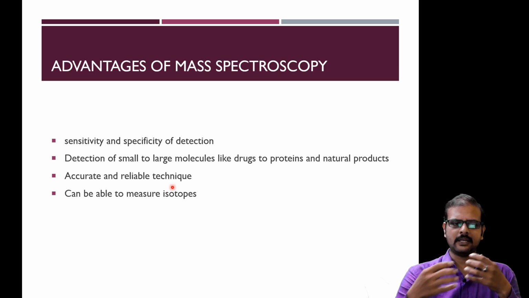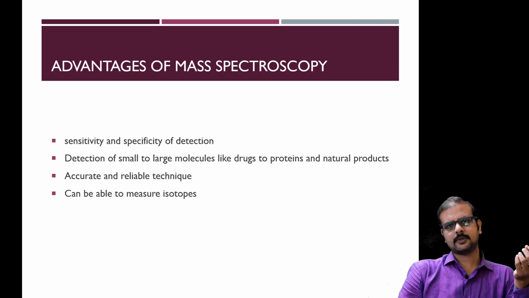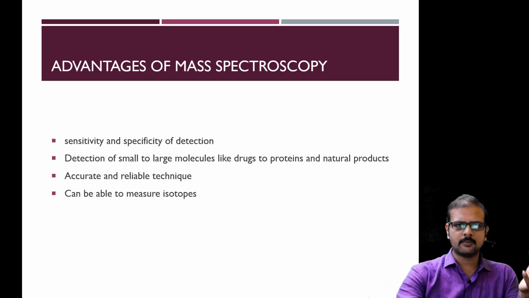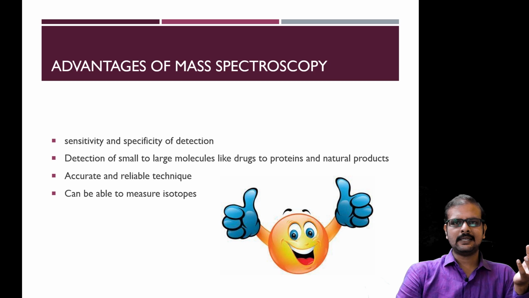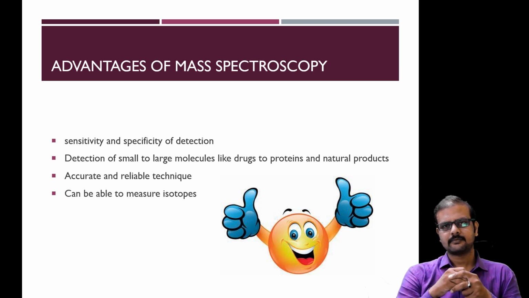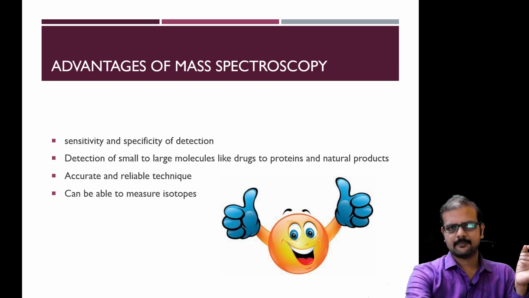So this technique is very sensitive and specific in the detection of molecules. It is also very useful for detecting small molecules to large molecules. Small molecules like methane we can detect, and also large molecules like drugs, proteins, natural products, everything we can detect in mass spectroscopy. This is also a very good method for measuring isotopes. That means we can also cleanly detect the isotopes. Okay, so these are the advantages of mass spectroscopy.